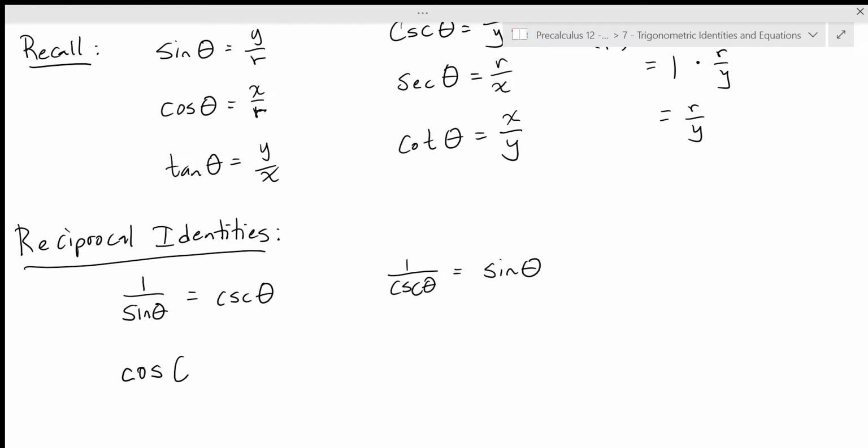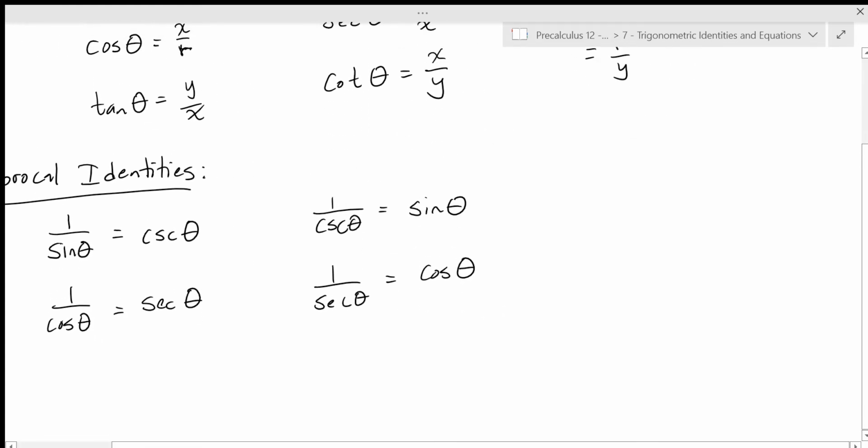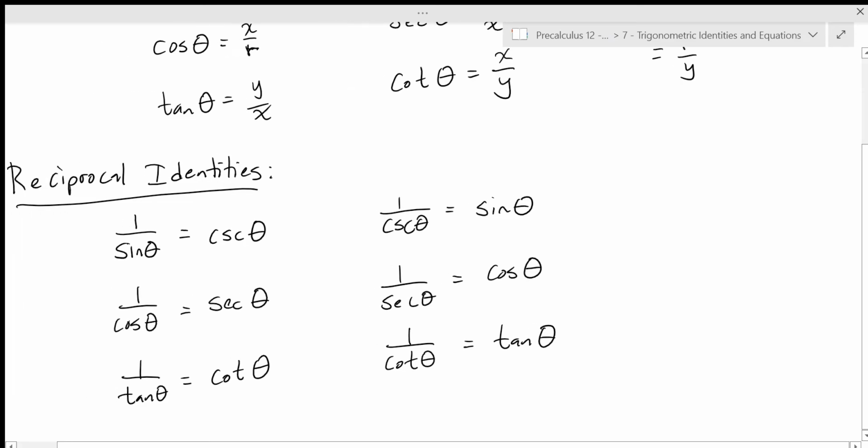Reciprocal goes both ways. So 1 over cosine theta equals secant theta, and 1 over secant theta equals cosine theta. And we have the same thing for tan and cotan. So 1 over tan theta equals cotan theta, and 1 over cotan theta equals tan theta. So those identities we can use are our reciprocal identities.